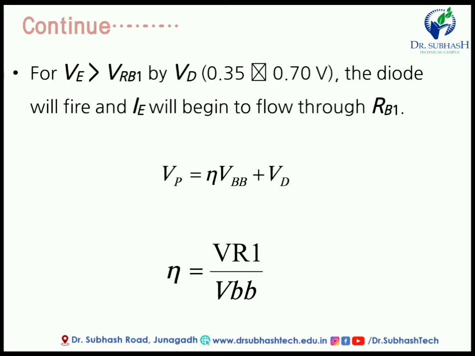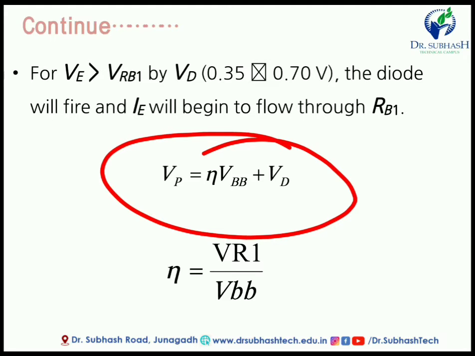Now we know that a diode is forward biased after 0.7 volt. 0.7 volt is nothing but the knee voltage for a silicon diode, and for a germanium diode it is 0.3 volt. The diode will fire and IE will begin to flow through RB1. RB1 is nothing but the internal resistance from the emitter to base 1.